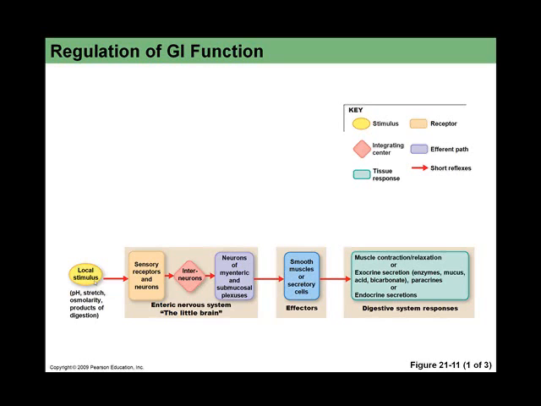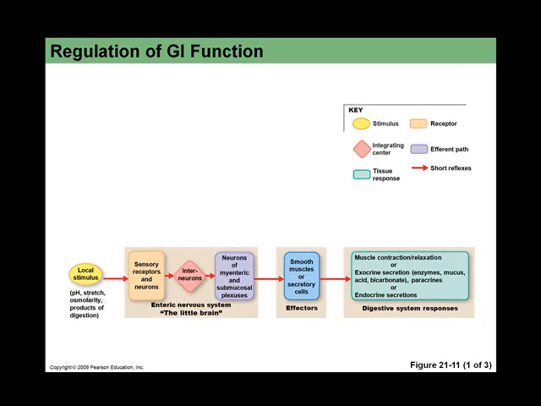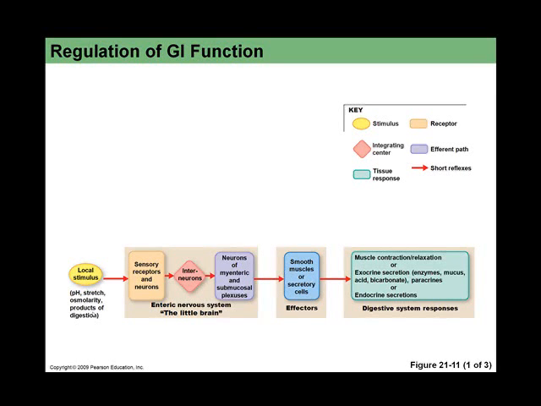So there are going to be local stimuli, such as the acidity, hydrogen ion concentration, stretch due to content, osmolarity, again content, and the products of digestion. So the smaller molecules that are generated through the digestive process can have local stimulatory effects on sensory receptors and neurons nearby. And of course these will project to interneurons.